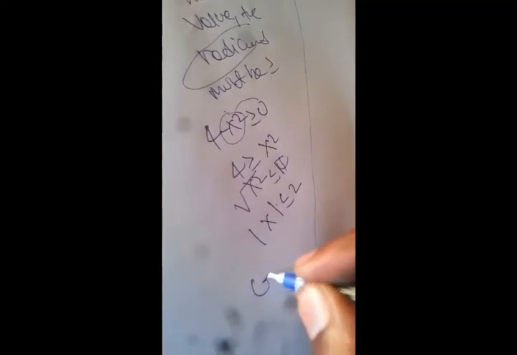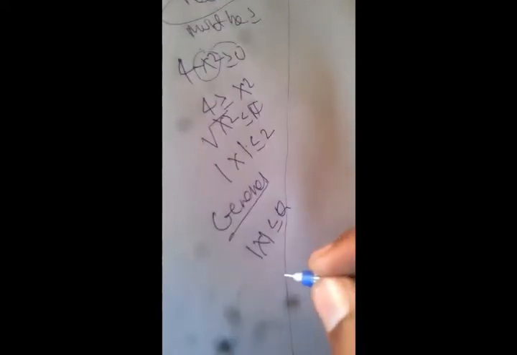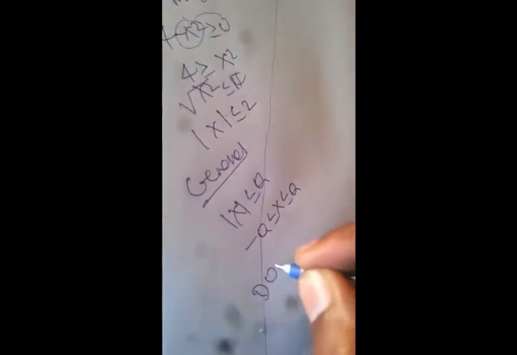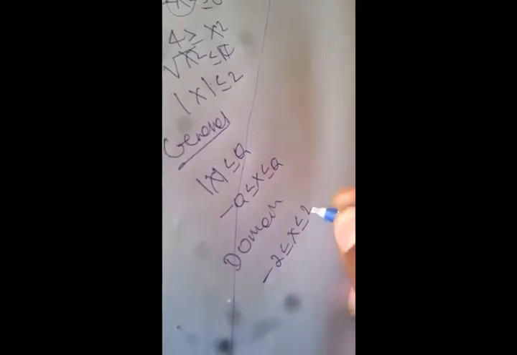We know the general formula of absolute value: if the absolute value of x is less than or equal to a, its value becomes minus a less than or equal to x less than or equal to a. So the domain will be negative 2 less than or equal to x less than or equal to 2. Therefore, to find the range, we will insert values: minus 2, minus 1, 0, 1, 2.